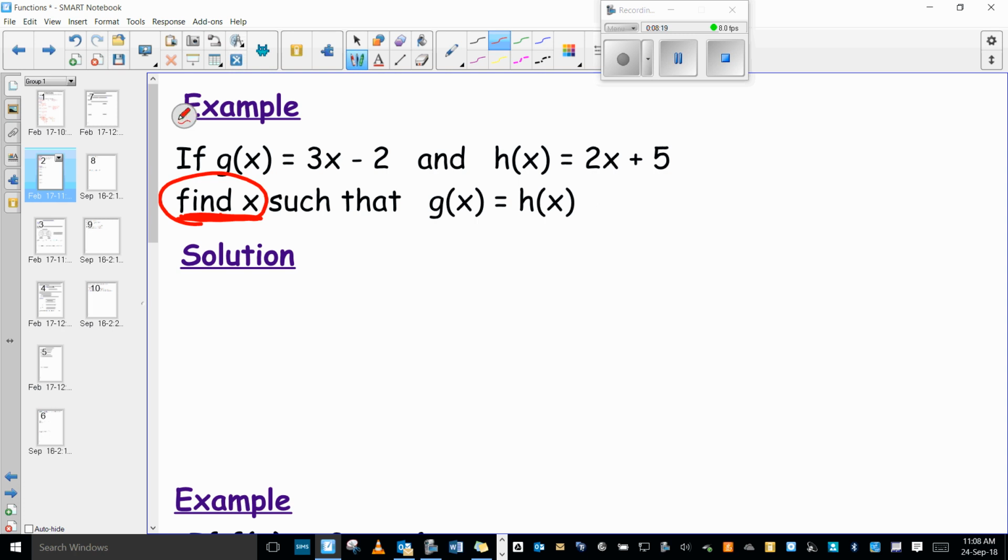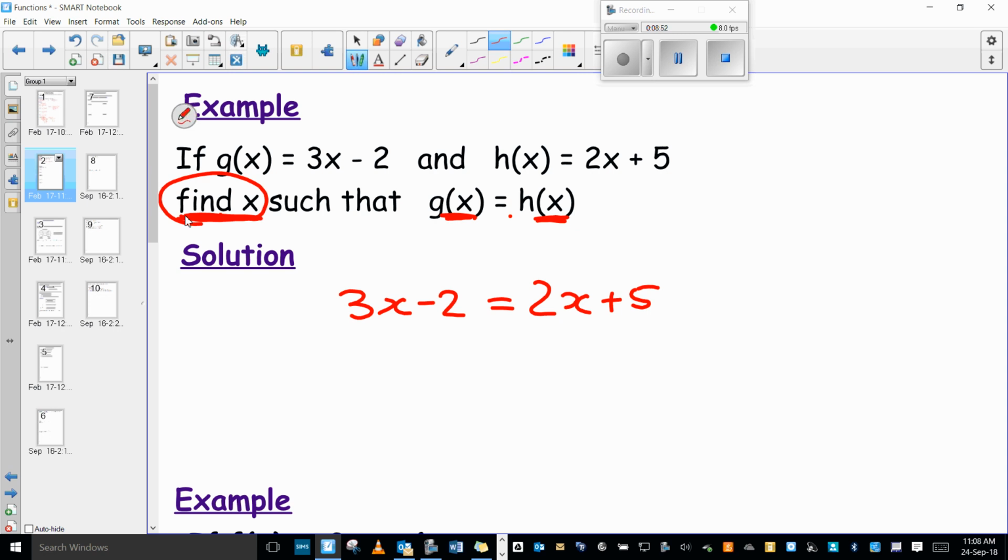They've said that g(x) is equal to h(x). So what we're going to do is look up at g(x), and that says 3x minus 2. And they've said that that is equal to h(x). So that has to be equal to 2x plus 5. So I'm literally just following the information and putting in what I have. And putting in a function for where I put in a function. And if they're asked to find x, we now have to solve this.